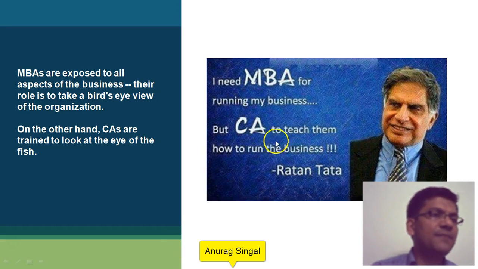Now whenever one hears the CA versus MBA decision, you will always have this photograph flashed up of Mr. Ratan Tata saying that I need MBAs for running my business, but I need CAs to teach them how to run the business. The idea is that MBAs are exposed to all facets of the business, and therefore they will ideally take a bird's eye view of the organization, trying to understand where to take it to the next level, and they will not necessarily get into the nitty-gritties of number crunching. However, CAs are trained to look at the eye of the fish and therefore add tremendous value to an organization with respect to their MIS reports, their costing analysis, budgeting versus actual, etc.